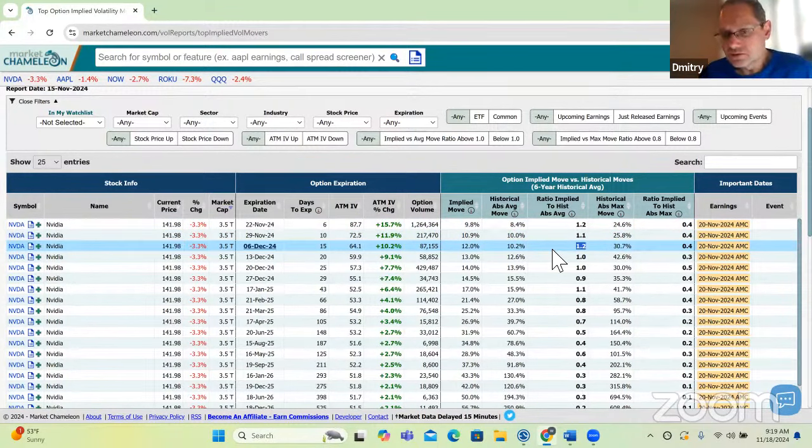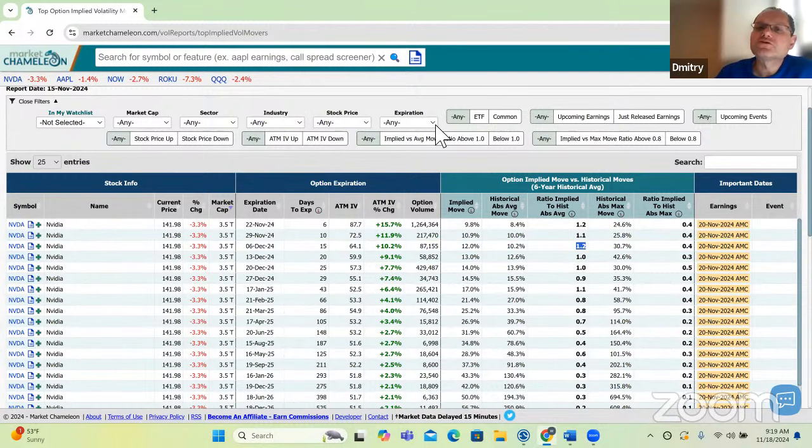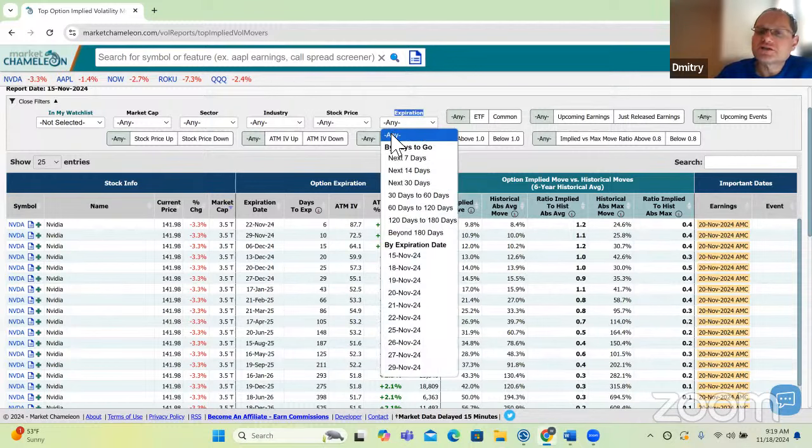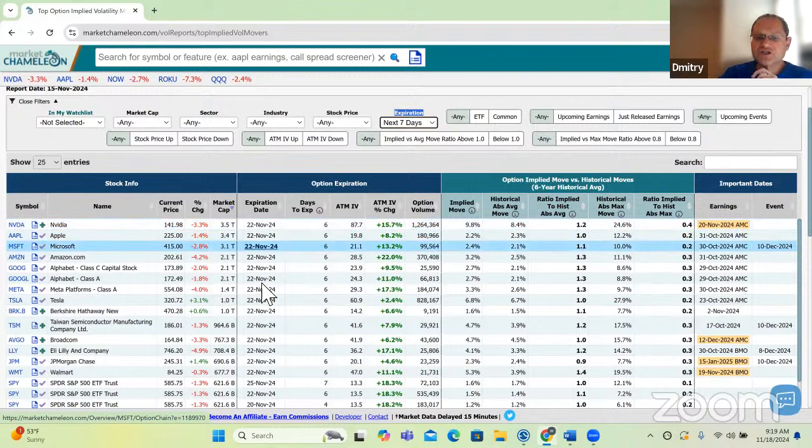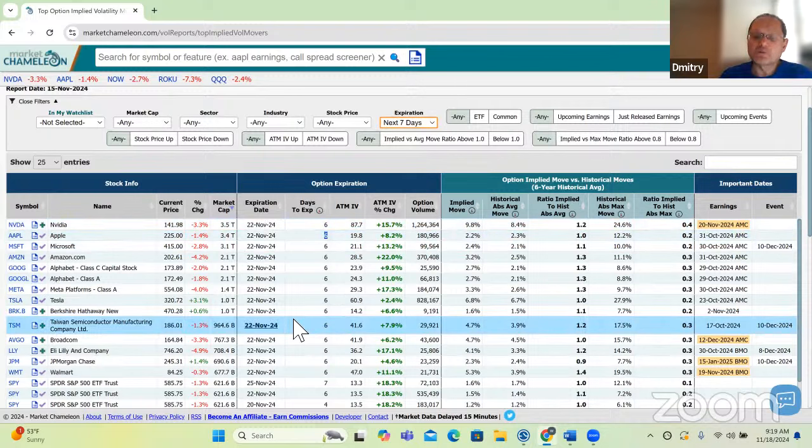Let's say we wanted to look at just expirations that are closer to expiration, right? So the shorter dated. So we could use this filter up here, expiration, and let's say we want next 7 days. So if we click on that, now all of a sudden you see expirations November 22nd. So you can see these expire within the next 7 days, and we filtered out all the expirations that are beyond that. So if it's 30 days to go, 20 days, 8 days to go, those are filtered out, and we narrowed down the options that were analyzed.